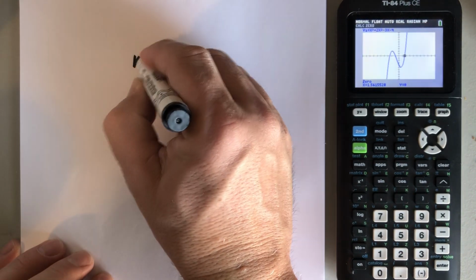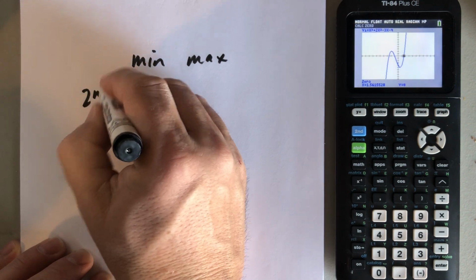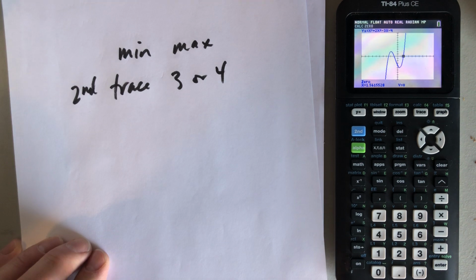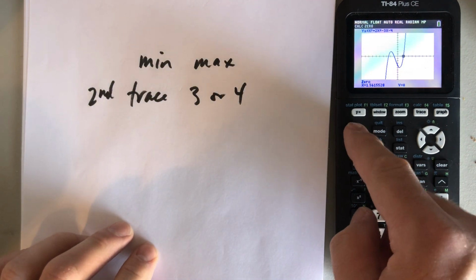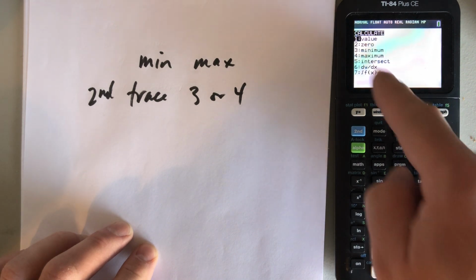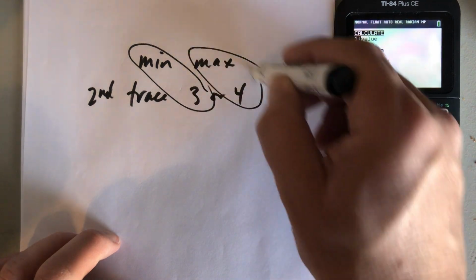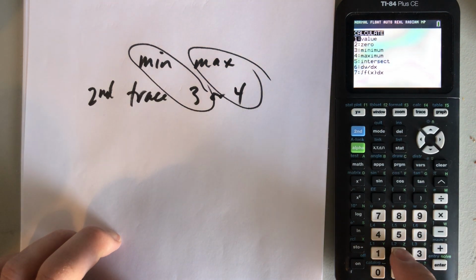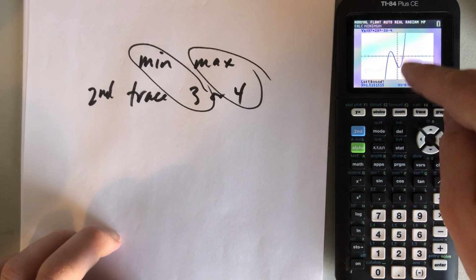So to find the min or the max, I need to do second trace, and then it's 3 or 4. So let's find out which one is which. Okay, so let's see here. Second trace, and then the min is 3, so the 3 is the minimum, and 4 is the maximum. So let's do the minimum one first. So I go 3, right? So second trace 3. The minimum would be this bottom point, the one that plateaus down, right?